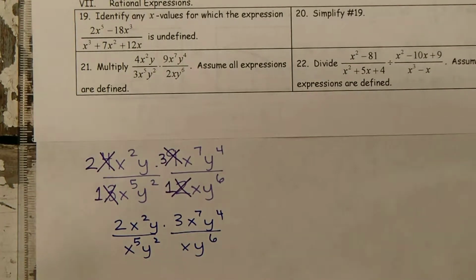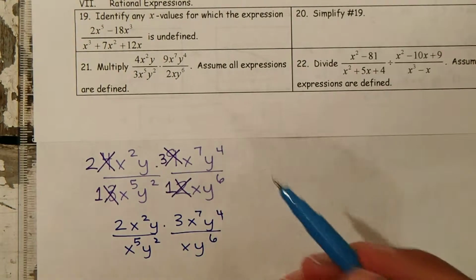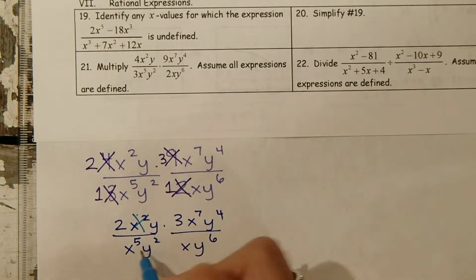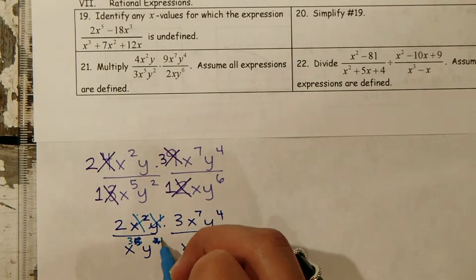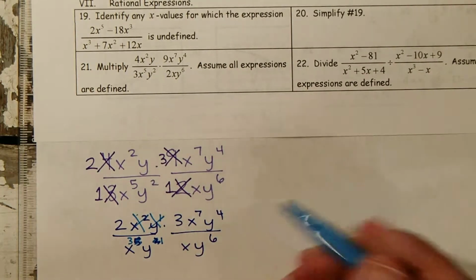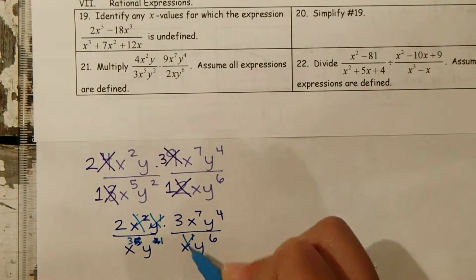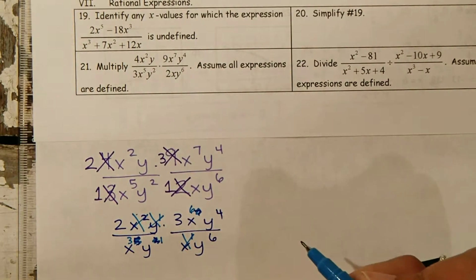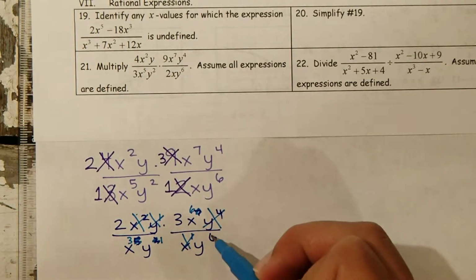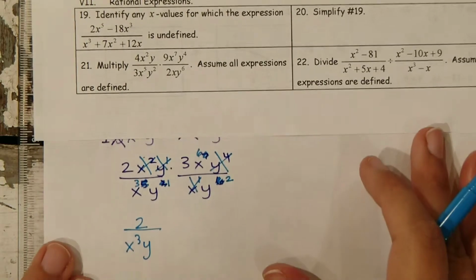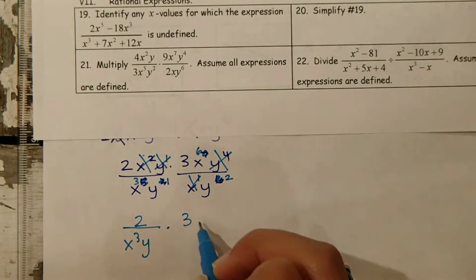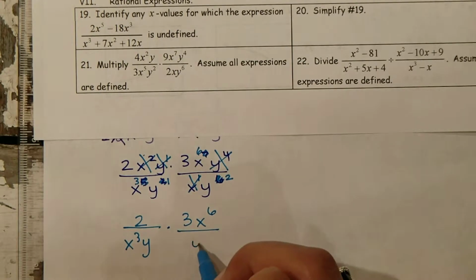Let's take it another step further, reducing, and let's do x's. We're going to take 2 x's from the top and 2 x's from the bottom. That's now a 3. We're going to take 1 y from the top and 1 y from the bottom, leaving 1 y, or y to the first. Here we're going to take one of these and one of these, leaving an x to the 6th on the top. We'll take 4 from here and 4 from here, leaving 2. So now we've got 2 over x cubed y times 3x to the 6th over y squared.